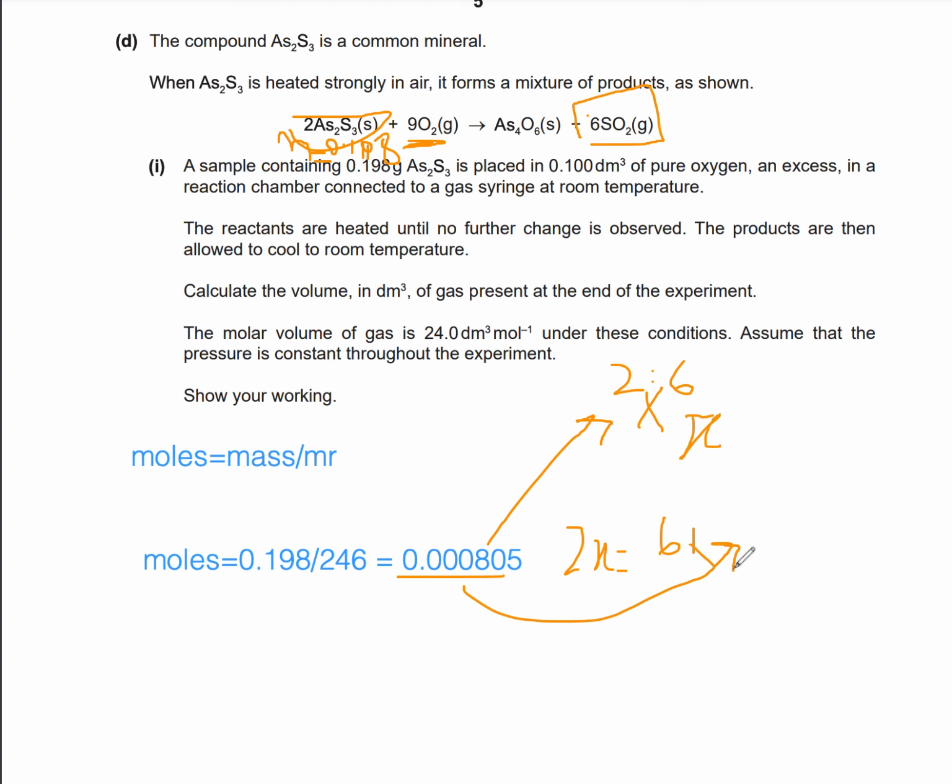So when we do that, we multiply by 6 and divide by 2. We get 0.00241. Okay, that's the answer for moles of SO2.